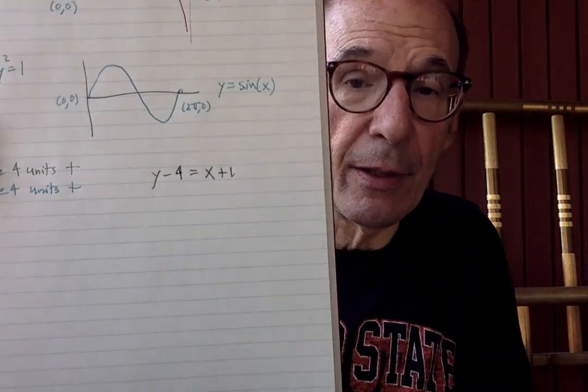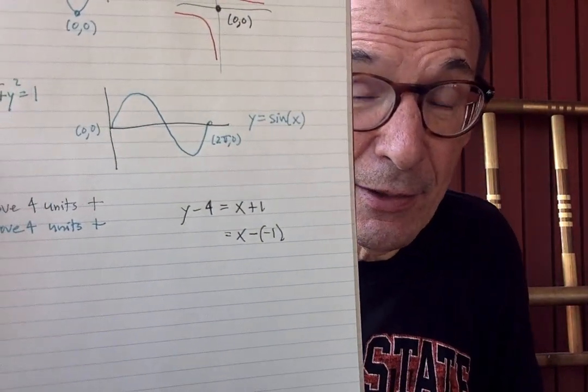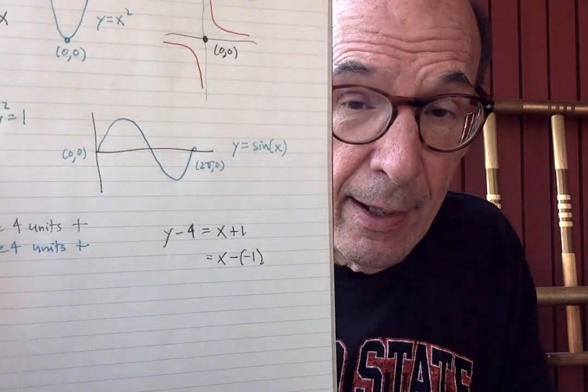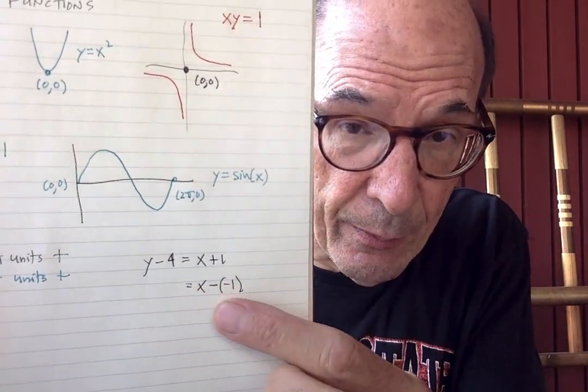So for example, if I do y minus 4 equals x plus 1, oh wait a second, that's all wrong. You've got to do it with the minus sign. You've got to subtract it off. So we have to rewrite this as x minus minus 1. y minus 4 is x minus minus 1. You can't have minus minus, you have to have parentheses.